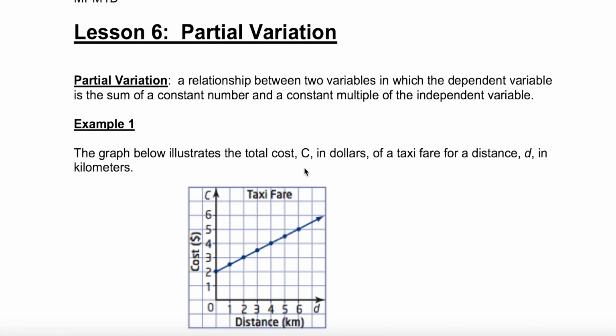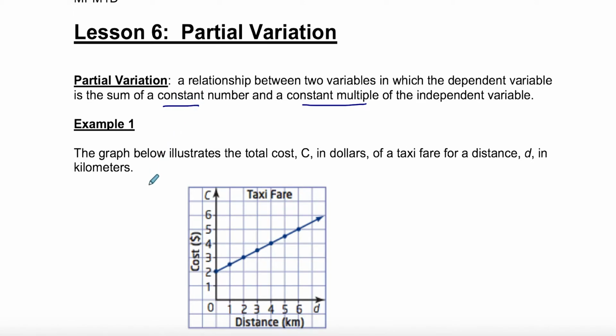Lesson 6 is on partial variation. So we talked about direct variation in our last lesson. Now partial variation is a relationship between two variables in which the dependent variable is the sum of a constant number and a constant multiple of the independent variable. So we were using constant multiples in the last lesson. Now we're actually going to have a constant number as well that we need to add.